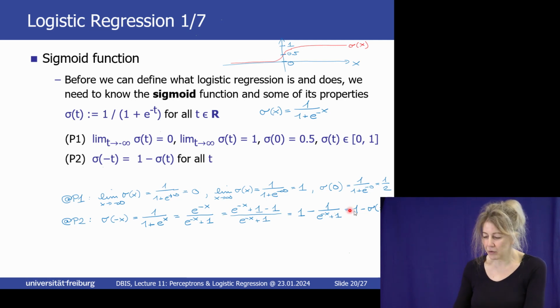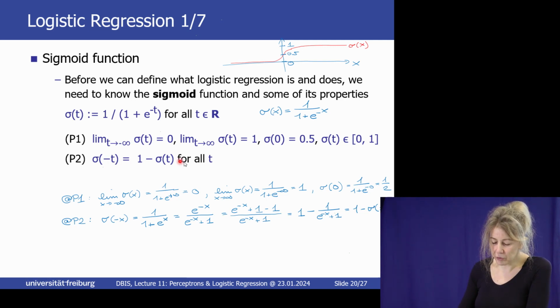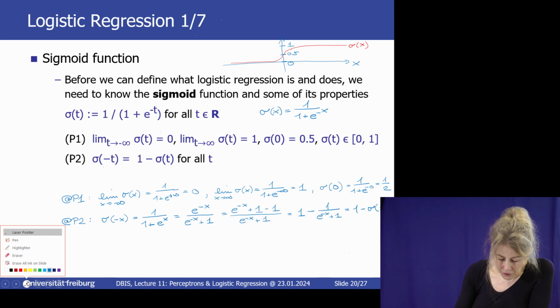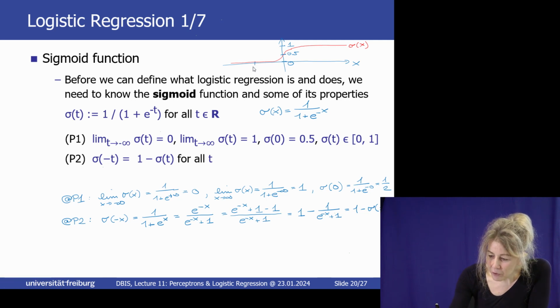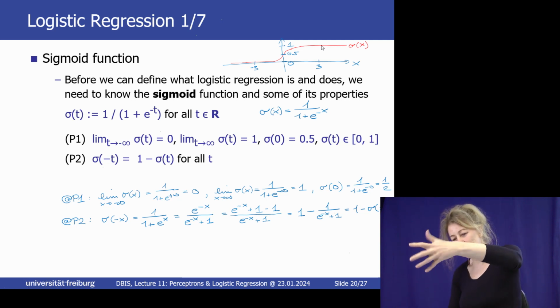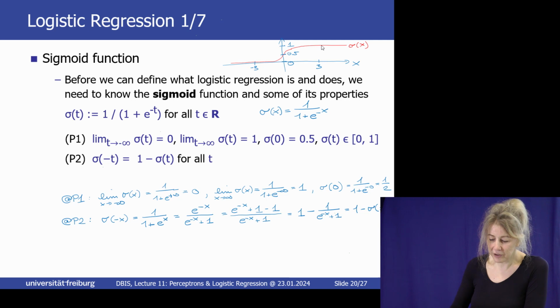And this also has an intuition in the graph. This just says that it's symmetrical around this point here, right? If I want to look at the value for minus 3, and let's say it's 0.01, and I want the value here at 3, then it's 1 minus 0.01. It just looks exactly the same mirrored on the other side. That's what this says. So it's very symmetrical.